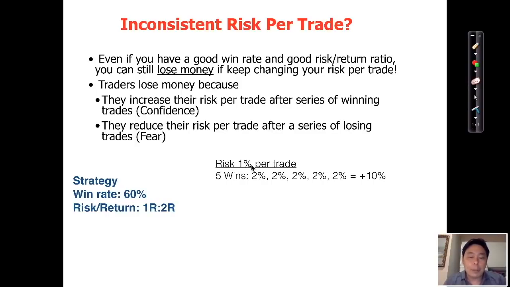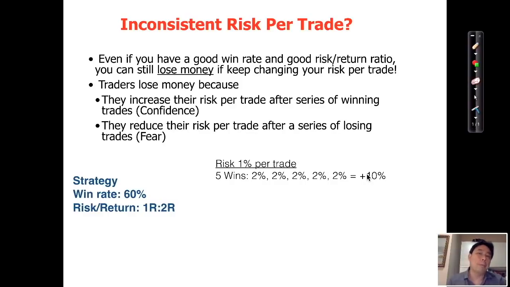So let's imagine this person starts trading and they get 5 wins in a row, right? Their first 5 trades are wins. Now, remember, every time you lose 1%, you win 2%, right? It's 1 to 2. So with 5 wins, they get 2%, 2%, 2%, 2%, 2%. So their total return is 10%.